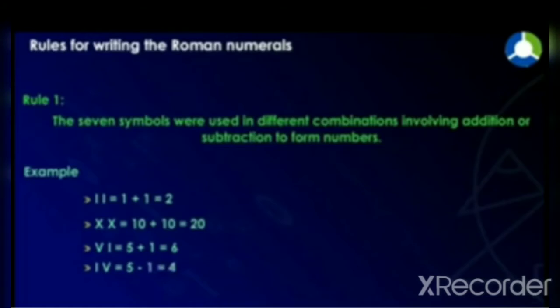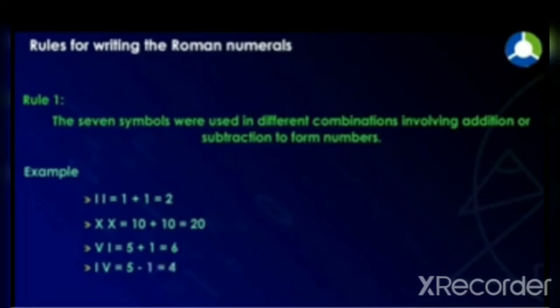Here, one very important thing to understand is that any Roman numeral of smaller value written on the right hand side of a Roman numeral of greater value is added to the numeral of greater value. Let me tell you how. For example, 6. If you want to write the Roman numeral equivalent to 6, 6 is nothing but 5 plus 1. So the answer will be VI, because here I is smaller than V, so it is added to V.